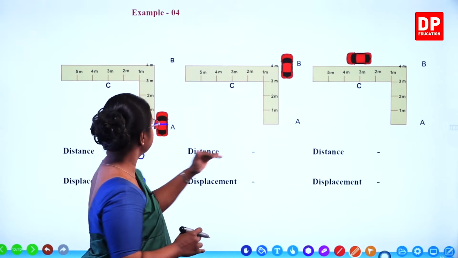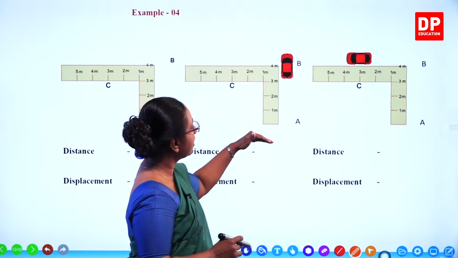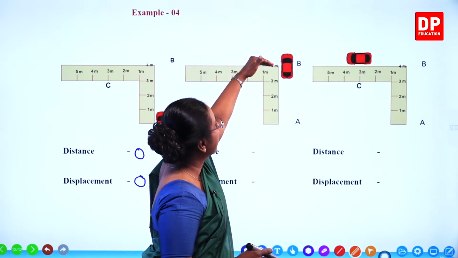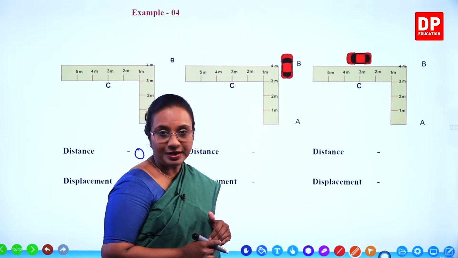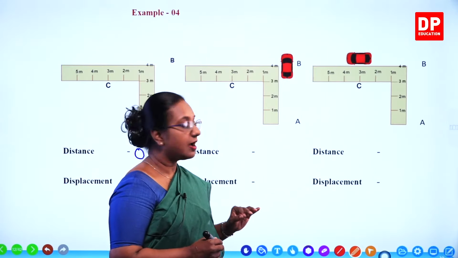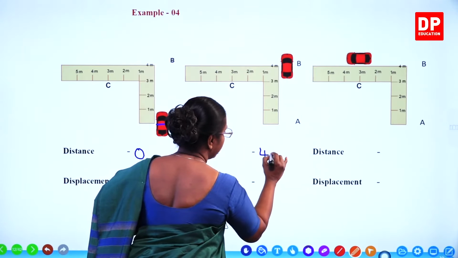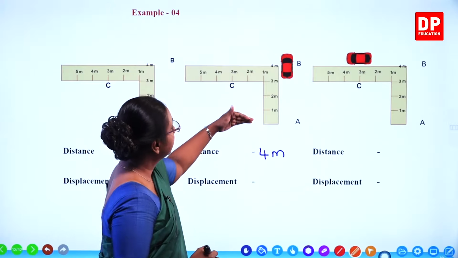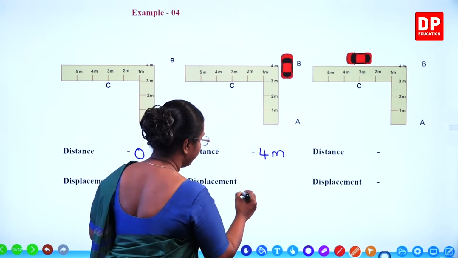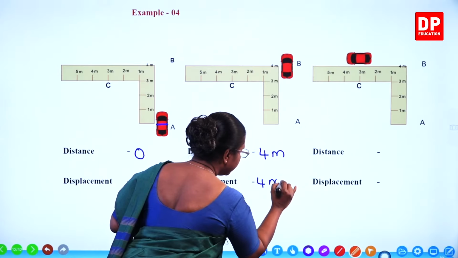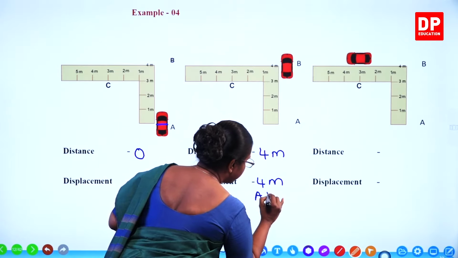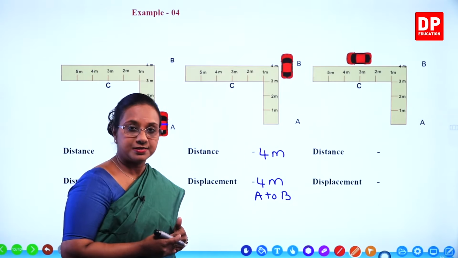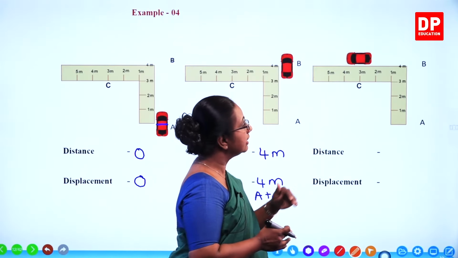If you go to the second diagram, from this, the car has moved this way from A to B and reached the point where the length is 4 meters. So therefore, the car has travelled a distance of 4 meters. If you consider the displacement, it is from A to B, 4 meters, the same length from A to B. This is the second position. Now we go on to the third position.